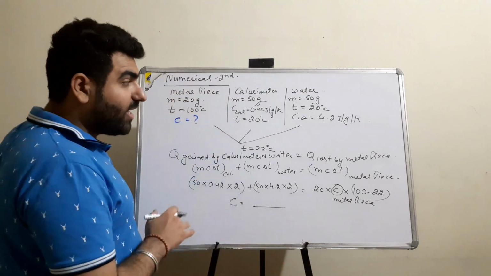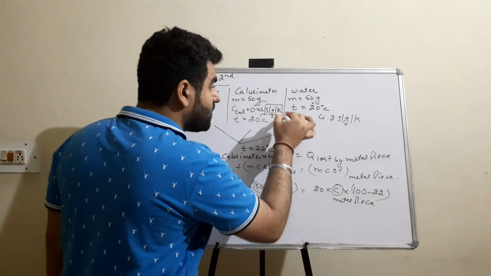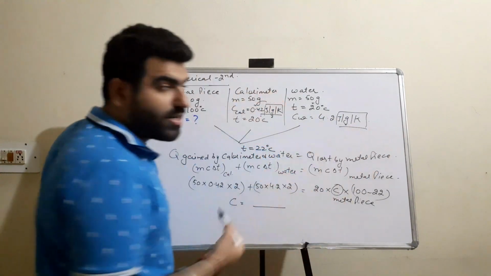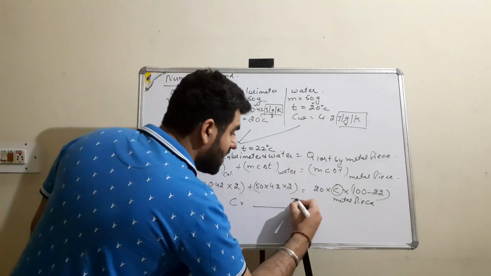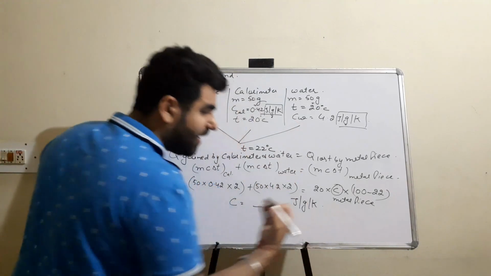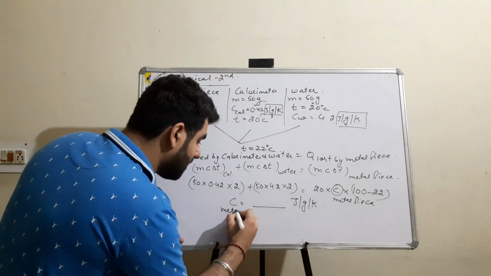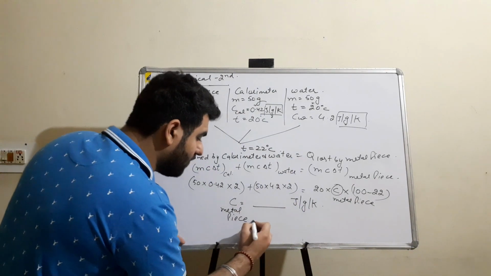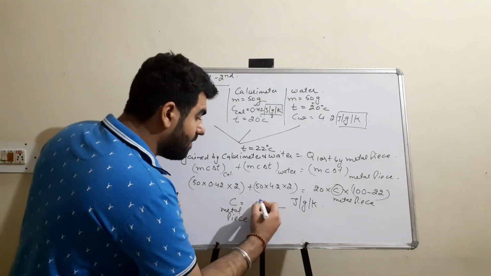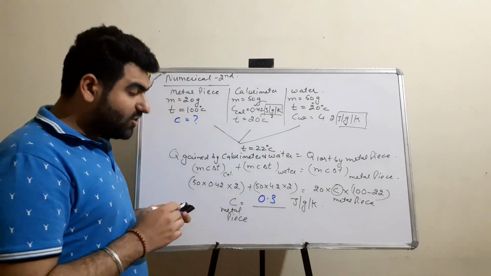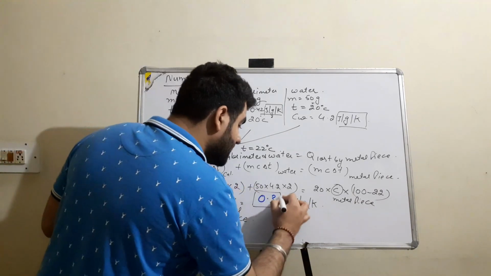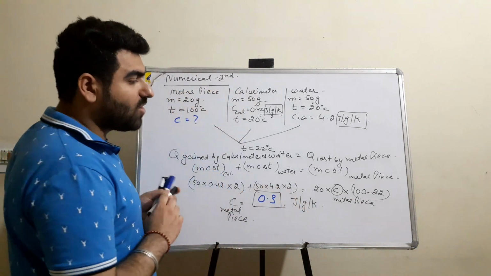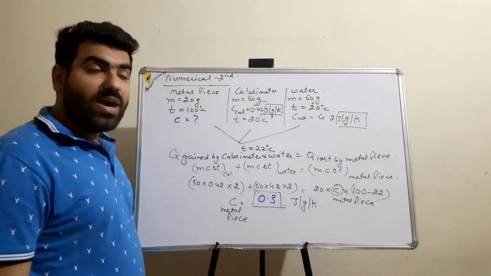What would be the units? Whatever units are present over here, the same units will be of the C, because we haven't converted any unit. So it will be joules per gram per Kelvin for the metal piece. The specific heat capacity of the metal piece is 0.3 joules per gram per Kelvin. Alright, so this is the answer that we'll be getting after solving this entire equation.